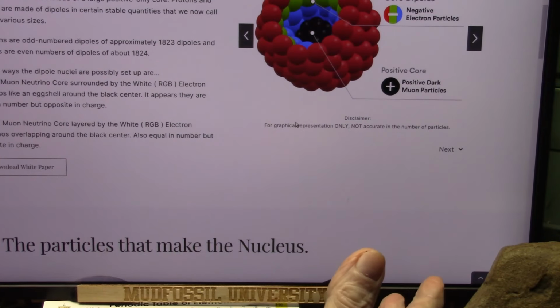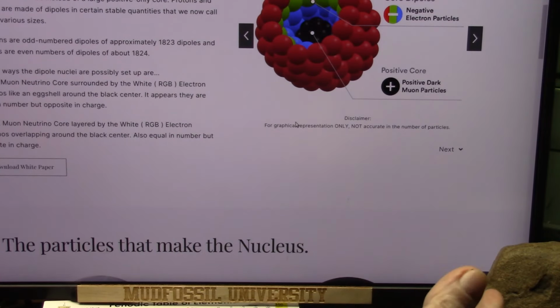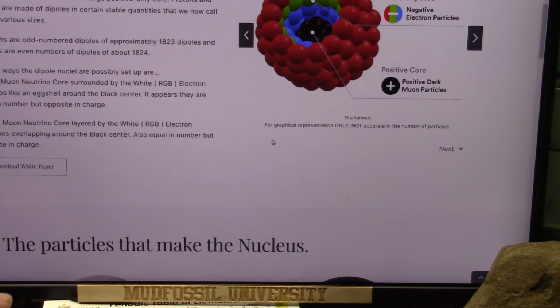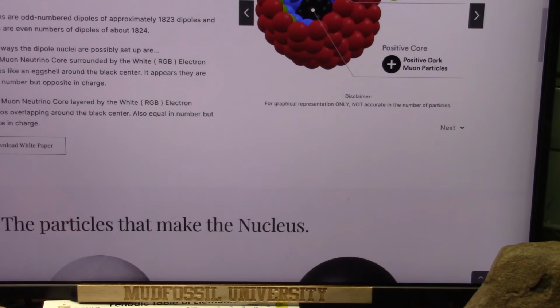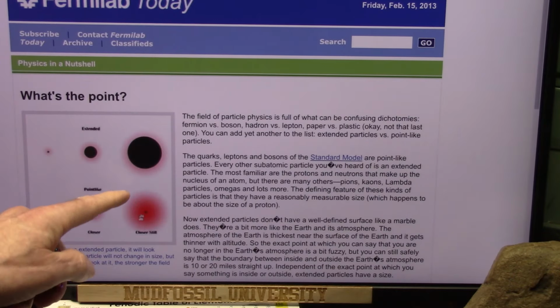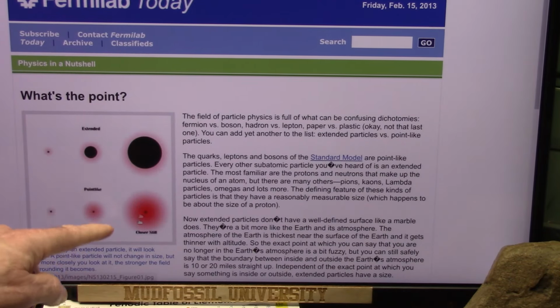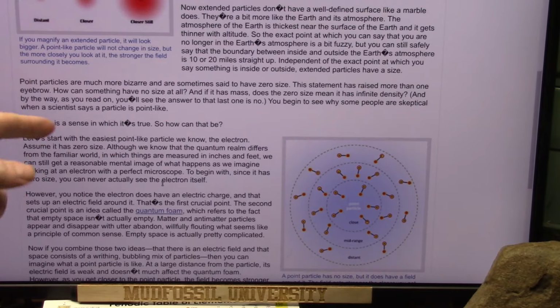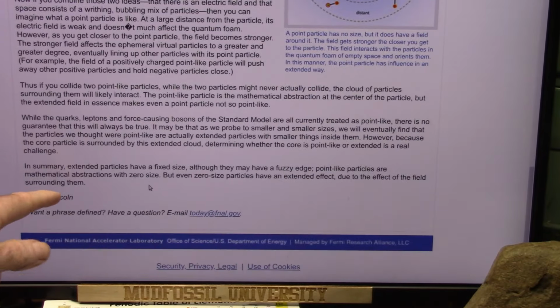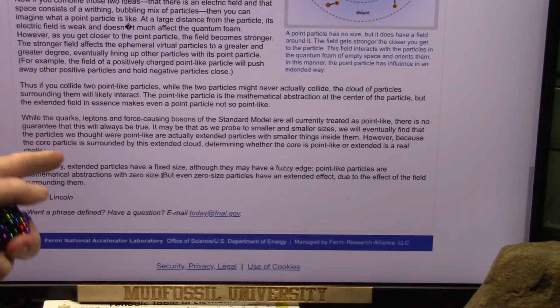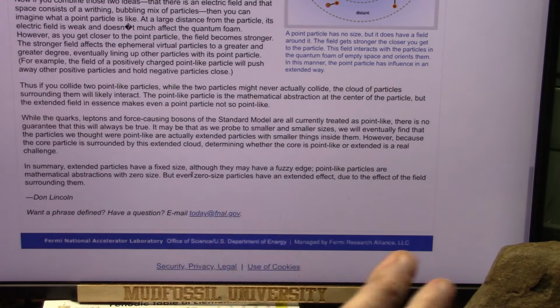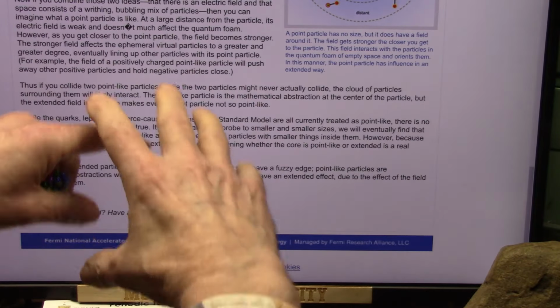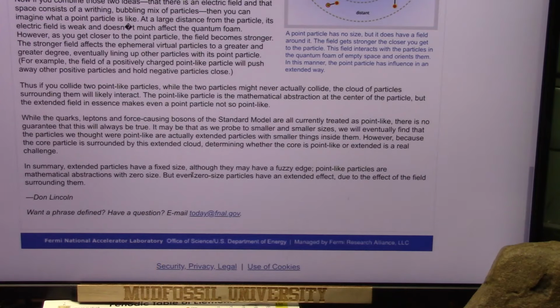Everything weighs something. How do you think it weighs something? The dark matter is the only part that has a weight. The white has virtually no weight. And that's exactly what they say at Fermilab. It shows the same particles we found, identical same particles. And it says the black one has all the weight and it has all the mass. The extended particle, the black one, is a fixed size, never changes. I agree with that 100%. Has a fuzzy edge around it. I agree with that 100%.